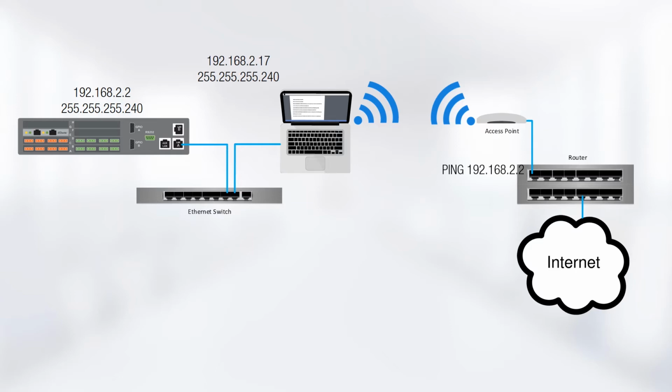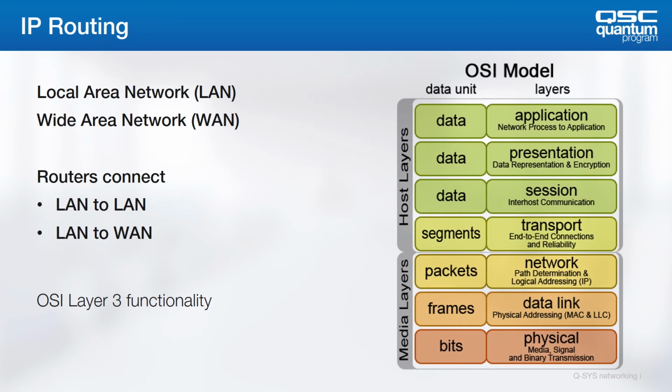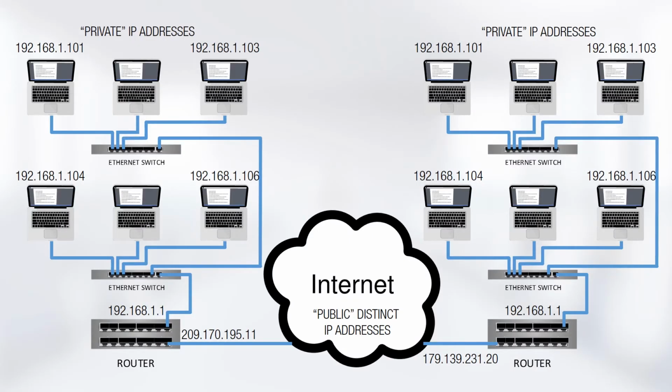That's because IP routing is a technology that operates at OSI Layer 3. It makes use of routers to connect LANs on different subnets, or LANs to wide area networks, or WANs, or the internet itself. This Layer 3 routing technology is what allows us to reuse these private address schemes all over the world, in our cities, if you will, while still allowing access to the internet.